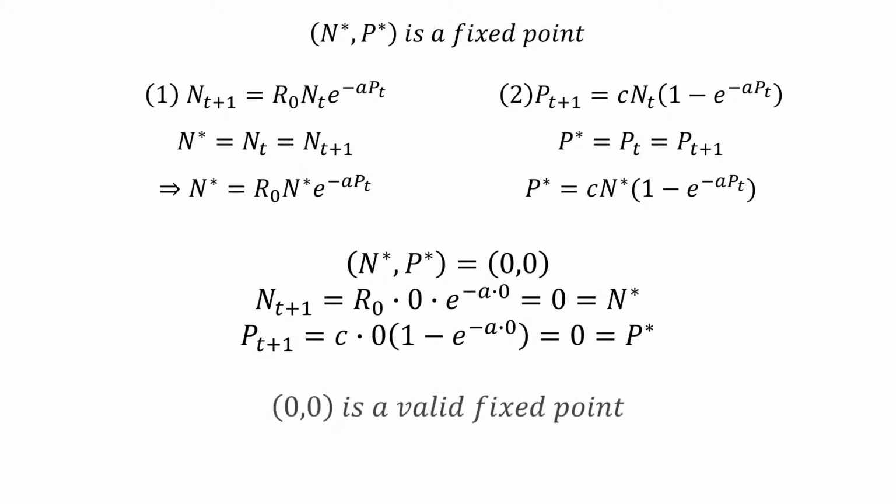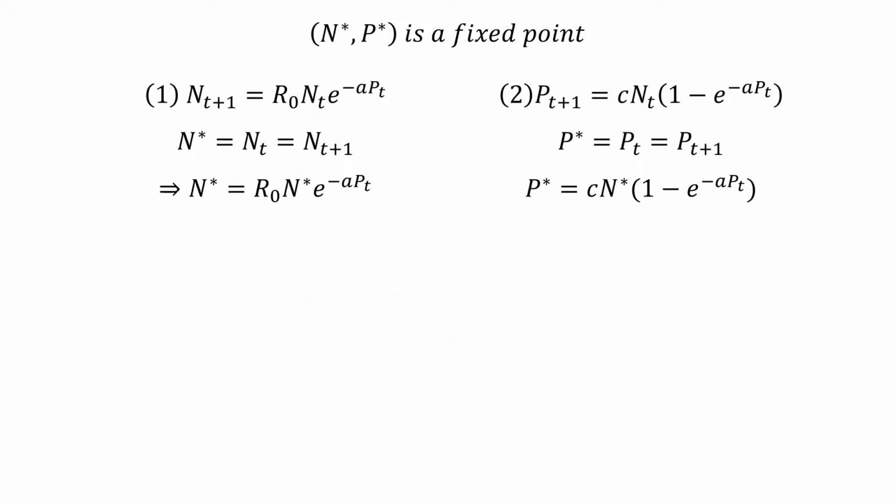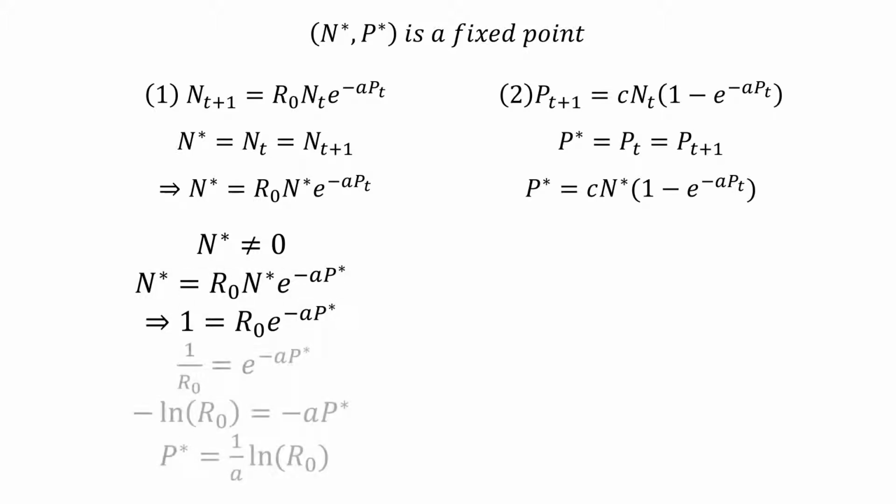So now we will suppose that n star is not equal to 0. This implies that 1 is equal to r0 times e to the minus a p star. This can be rearranged to 1 over r0 is equal to e to the minus a p star, and then using the rules of logarithms, we can get that minus natural log of r0 is equal to minus a p star, which can rearrange to give p star is equal to 1 over a times the natural logarithm of r0.